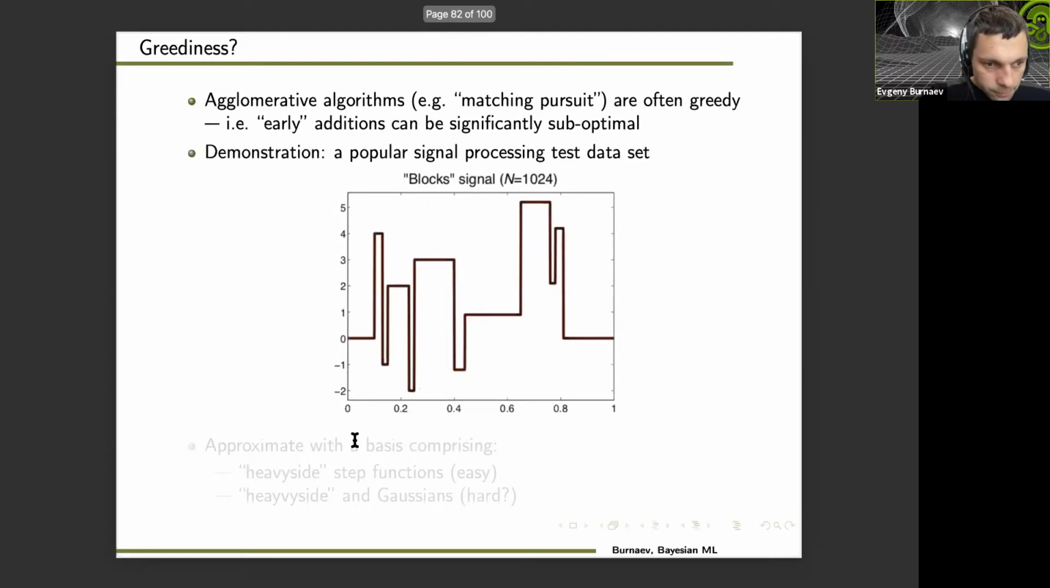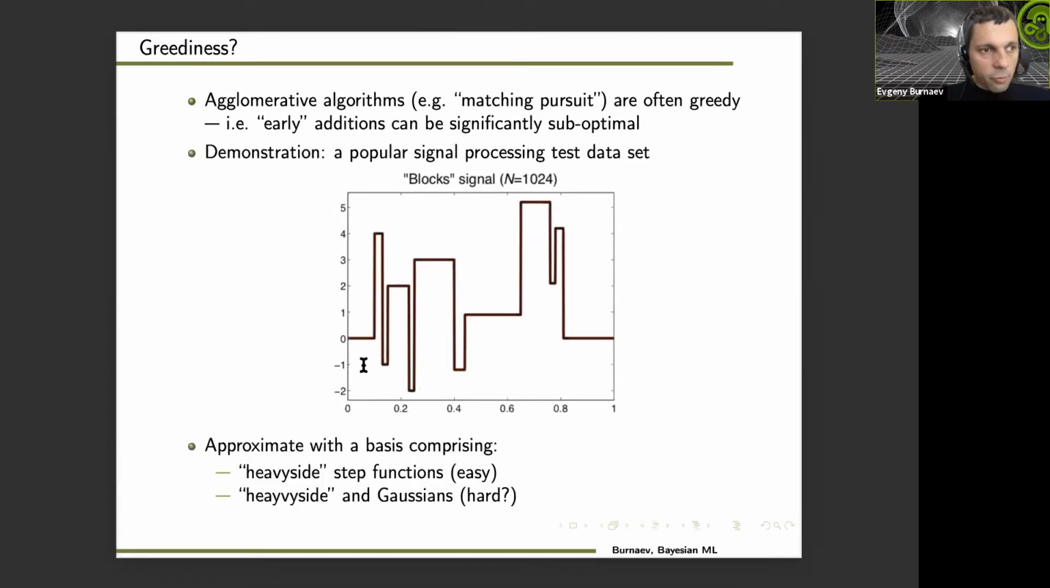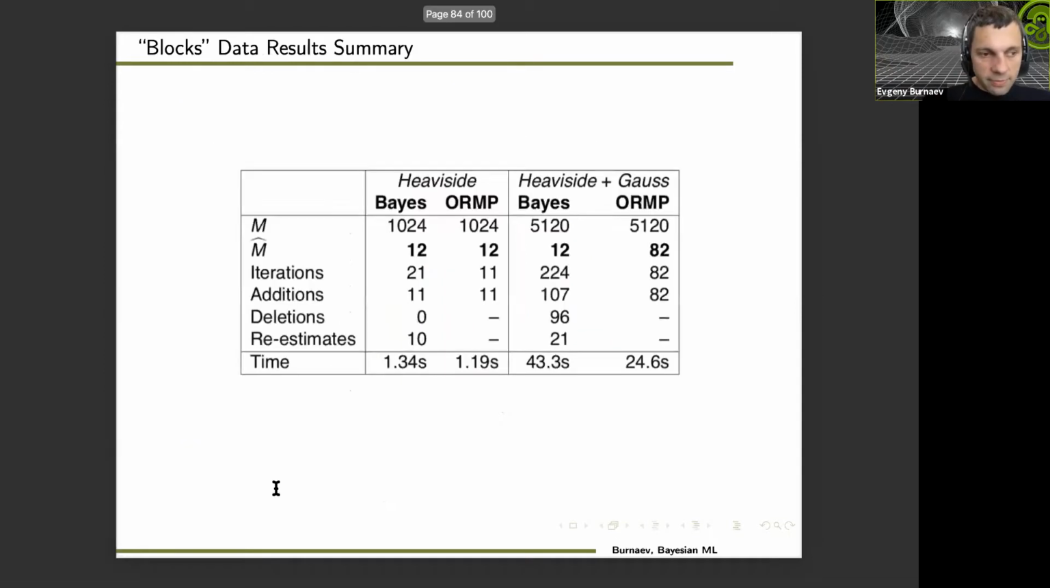For example, we can perform sparse signal approximation. There is a well-known approach called the matching pursuit algorithm, where we add the basis functions one by one. In each iteration, we select the most relevant basis function to add to the set of used basis functions and try to approximate the signal as accurately as we can using the constructed set of basis functions.